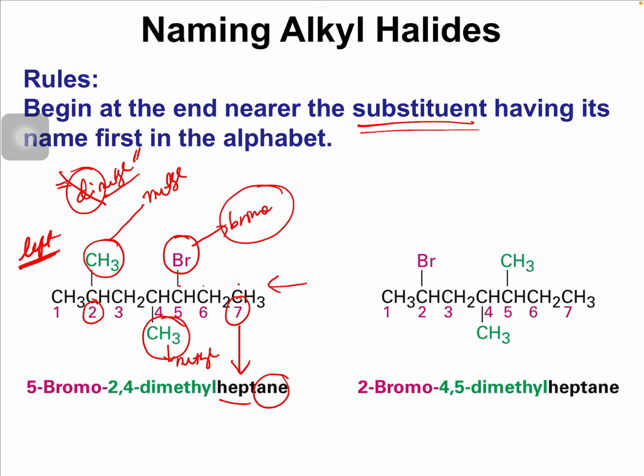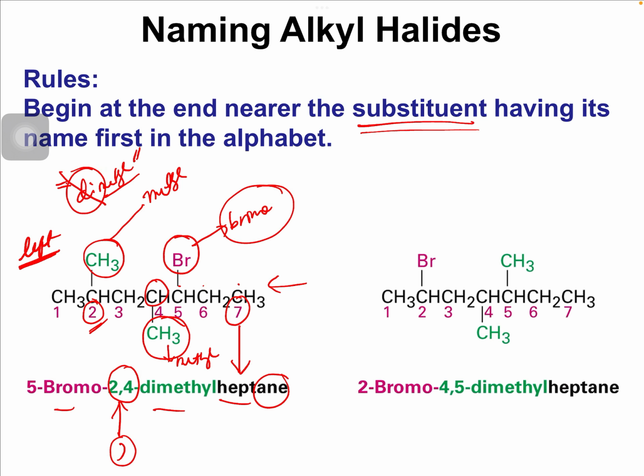So, 'di ba sabi natin sa rule ay we don't consider the prefix na di, tri, and so on in the alphabetization. So, it's just methyl versus your bromo. And obviously, the bromo will come first sa pagsulat. That's why it's written here. Ngayon, susunod na yung magiging dimethyl.